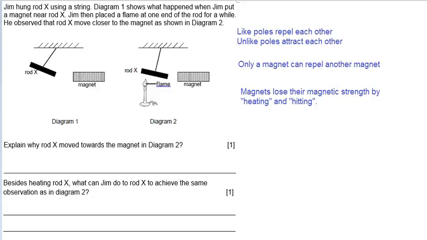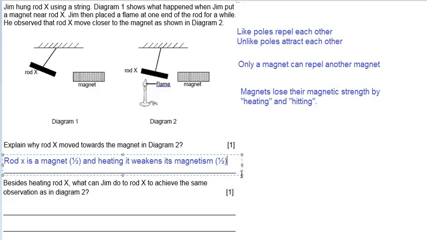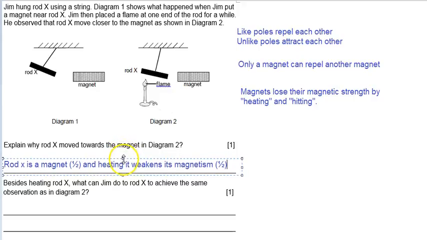To explain why rod X moves towards the magnet in diagram 2, the answer is quite obvious now. If you know all these three facts, you would know that the reason why it is moving towards the magnet in diagram 2 is because rod X is a magnet and heating it weakens its magnetism. Heating rod X weakens rod X's magnetism or magnetic strength.